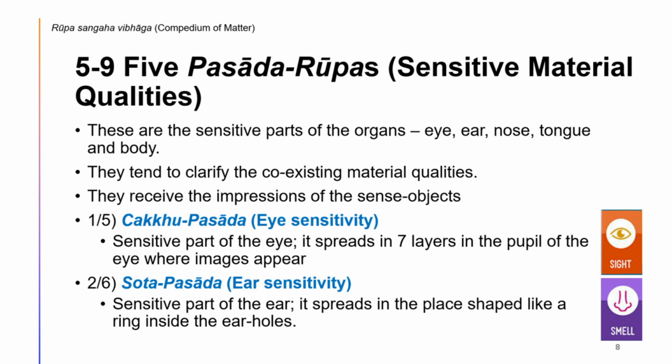Here I took a very short description from another source, straightforward. But if you want to know further, you can refer to the YMBA notes. The first one is Chakku Pasada, the sensitive part of the eye. The eye, like mine, going for repair soon, in another week. The black pupil inside has seven layers where images appear. So the eye is also a very complex thing.